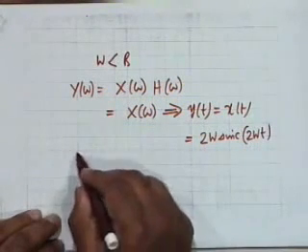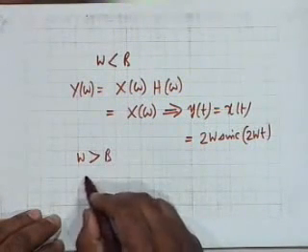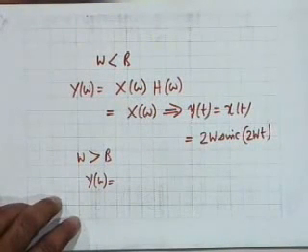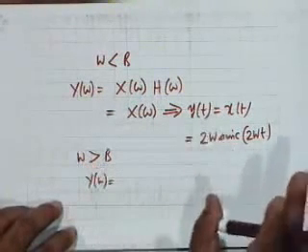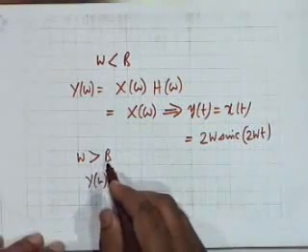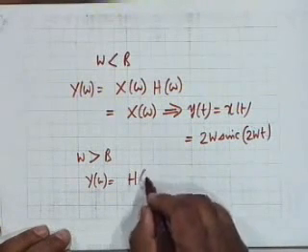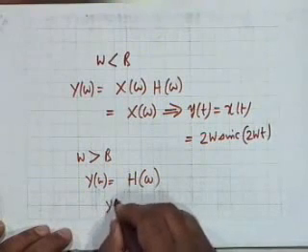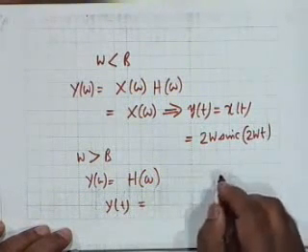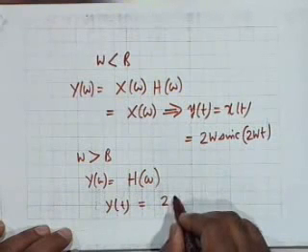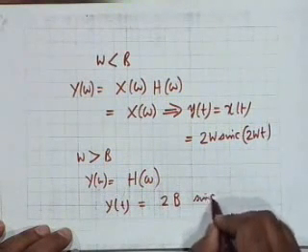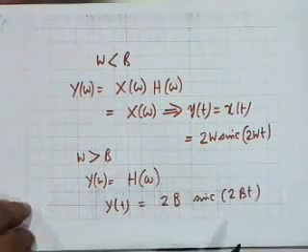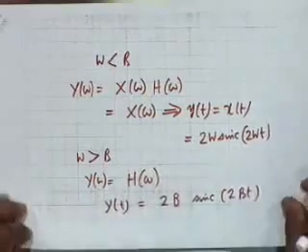All right. On the other hand, if W is greater than B, then obviously H of omega takes over. H of omega becomes 0 before X of omega becomes 0, because W is greater than B, and therefore Y of omega simply becomes equal to H of omega. All right, which means that y of t shall now be equal to twice B sinc of 2Bt. That's it. That's the answer to the question. This carried 6 points.